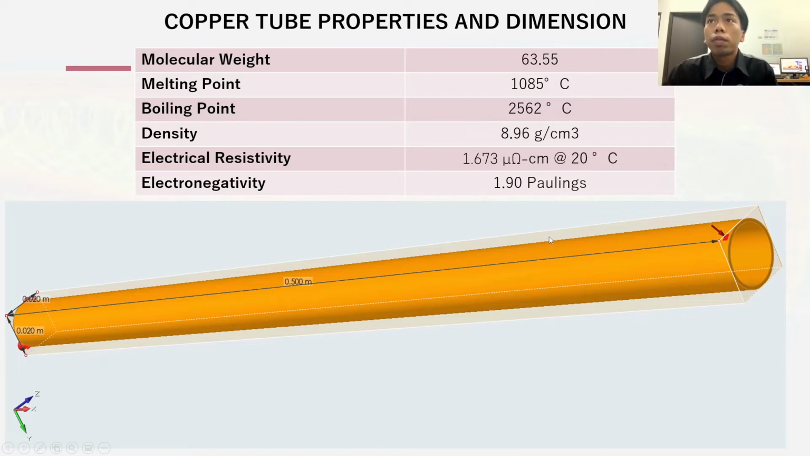For the properties, as you can see in this table, the molecular weight is 63.55, the melting point is 1085 degrees Celsius, the boiling point is 2562 degrees Celsius, and the density is 8.96 gram per cubic centimeter. For the electrical resistivity, it is at 20 degrees Celsius, and lastly the electronegativity is 1.9 Paulings.